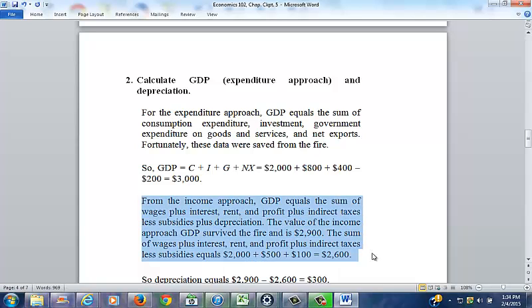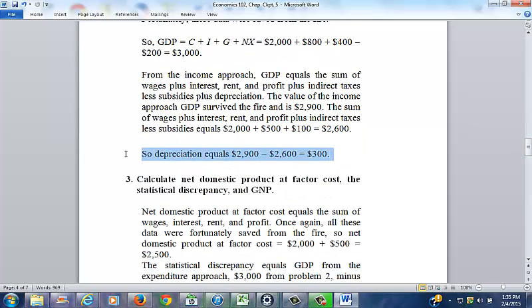From the income approach, GDP equals the sum of wages plus interest and profits plus indirect taxes less subsidies plus depreciation. The value of the income approach GDP survived the fire and is $2,900. The sum of wages plus interest, rent, and profit plus indirect taxes less subsidies equals $2,000 plus $500 plus $100, bringing a net total of $2,600. So depreciation is going to equal $2,900 minus $2,600, or $300.